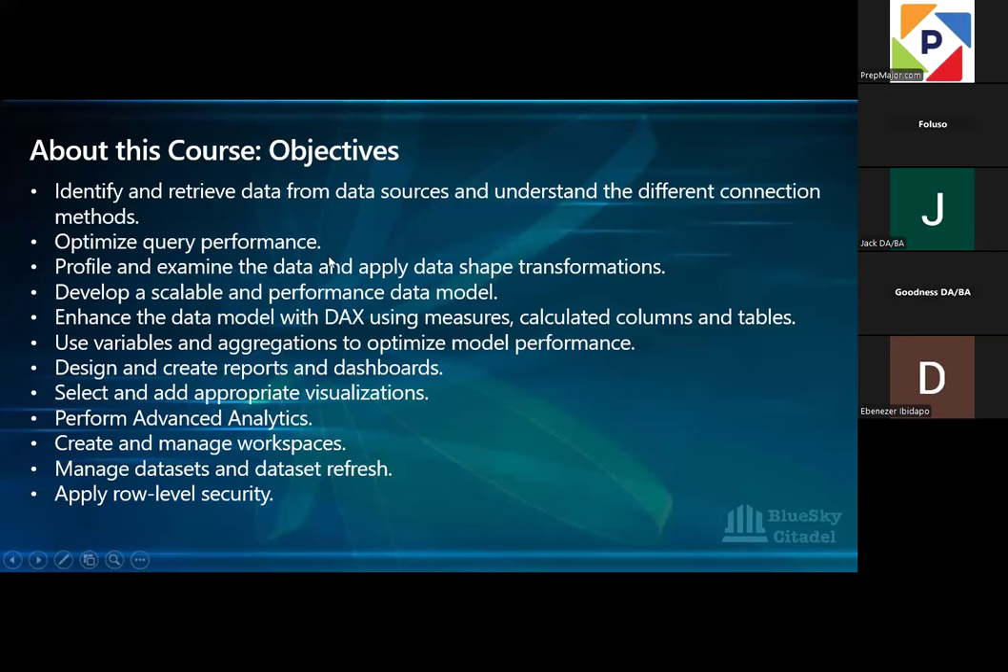And now these are the things you want to do. Identify and retrieve data from these data sources that I told you present 5 years of data. Where are the data? Where do they deposit it? How do I have access to it? That's why I say identify and retrieve data from data source and understand the different connection methods. How you will connect to where you want to get the data.